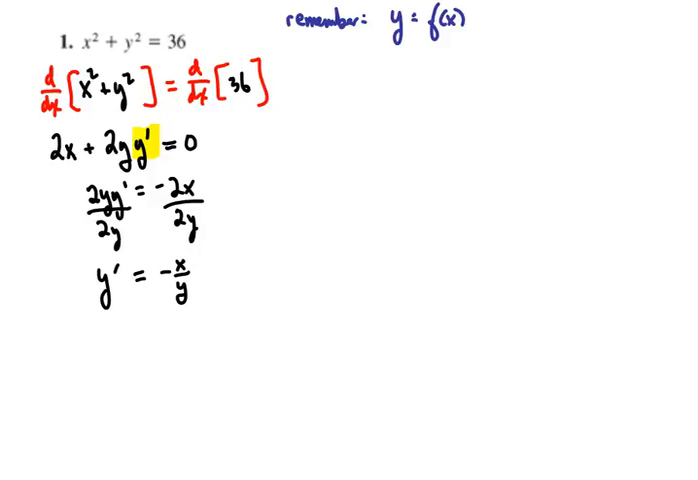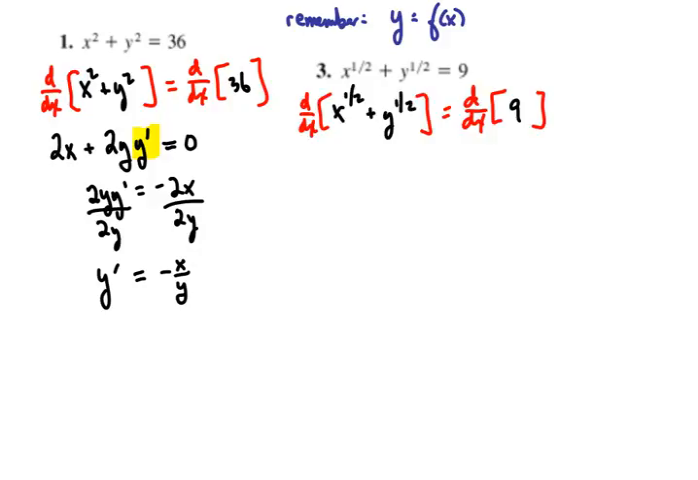Okay, in problem number three, we want the derivative of x to the 1/2 plus y to the 1/2 equals 9. And we're going to go ahead and take the derivative of both sides with respect to x. Now, when you're first starting out, I would really suggest that you take the extra second of time to rewrite the problem like that so that everybody who's reading it can see clearly what you're doing. All right, now we're going to take the derivative of both sides.